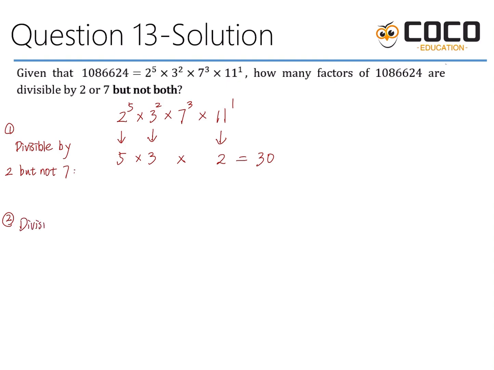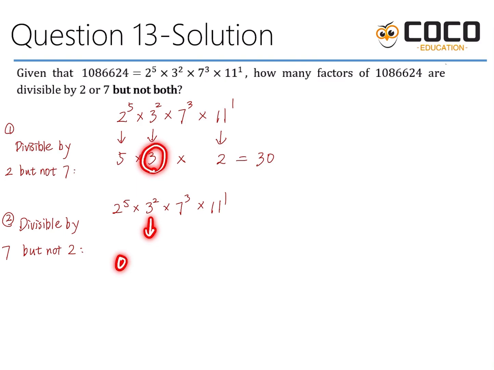For case 2, these are the numbers that are divisible by 7, but not divisible by 2. Okay, let's check for the factors again. This time around it is not divisible by 2, so it cannot contain factor of 2. For factor of 3, it is the same as just now, so you can choose 0, 1, or 2. 3 ways.